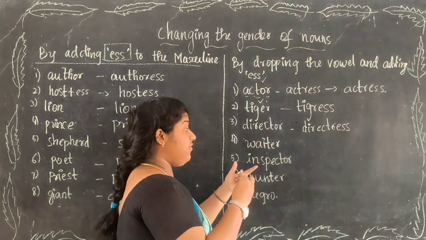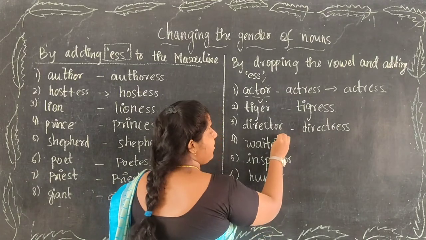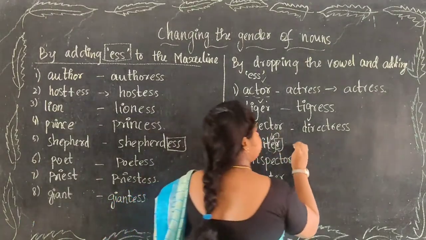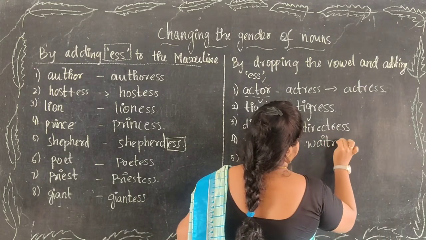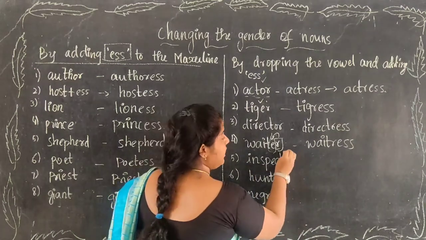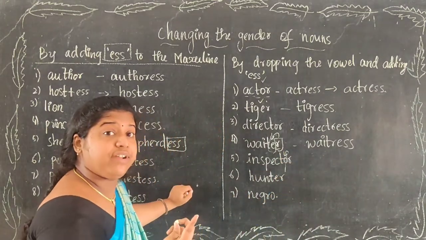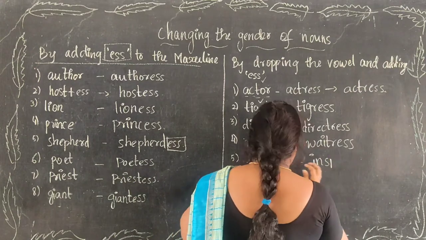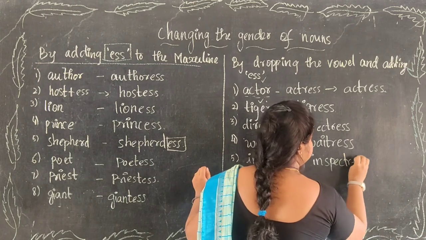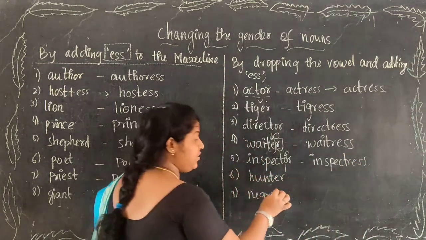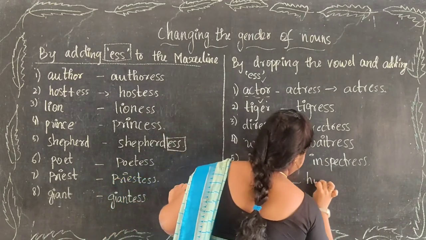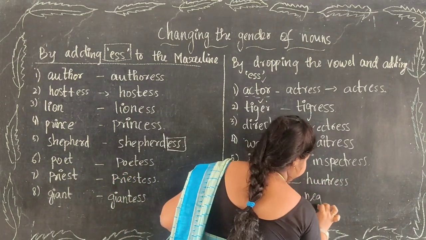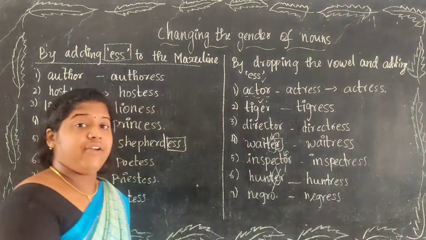Okay, see here. Waiter. Which is the vowel here? We have to check the last letter and then check whether the letter before it is a consonant or vowel. Only we have to change this letter. So waiter changes into waitress. And then inspector. Only the last letter. We have to drop this letter and add ESS to form the feminine gender. So inspector changes into inspectress. And then hunter. We have to drop this E. So huntress. And then negro. Negress.